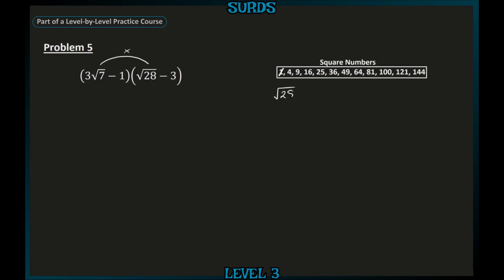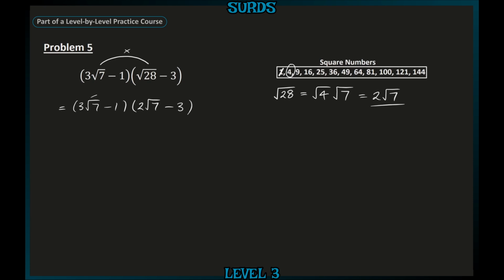So we can write the square root of 28 as the square root of 4, which is on our list of square numbers, multiplied by the square root of 7. And because the square root of 4 is 2, this becomes 2 root 7. So we can now rewrite our brackets as 3 root 7 minus 1 multiplied by 2 root 7, replacing the root 28, minus 3. And now we can expand.